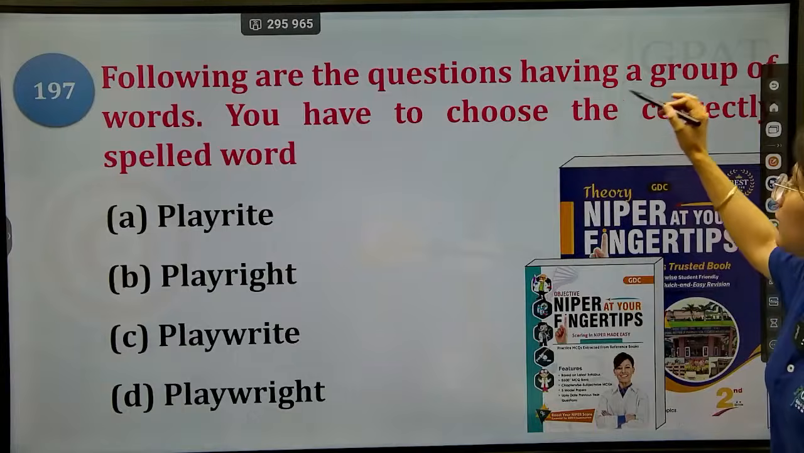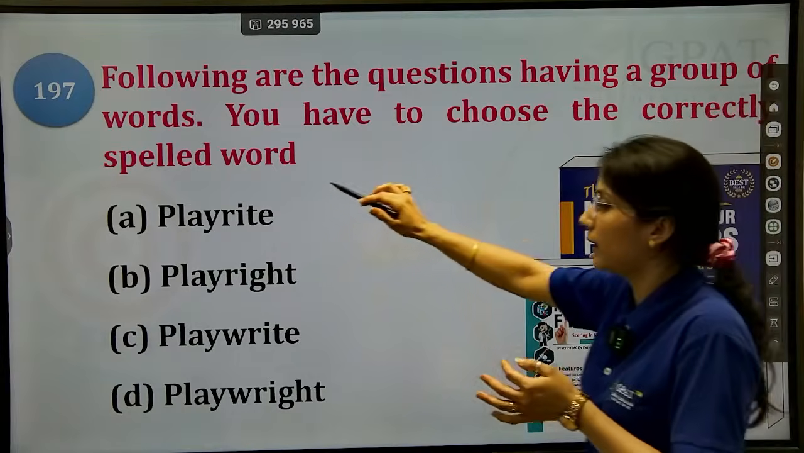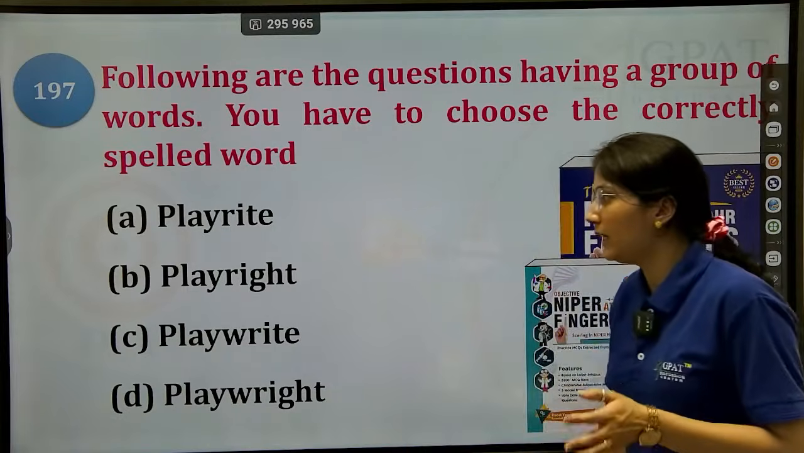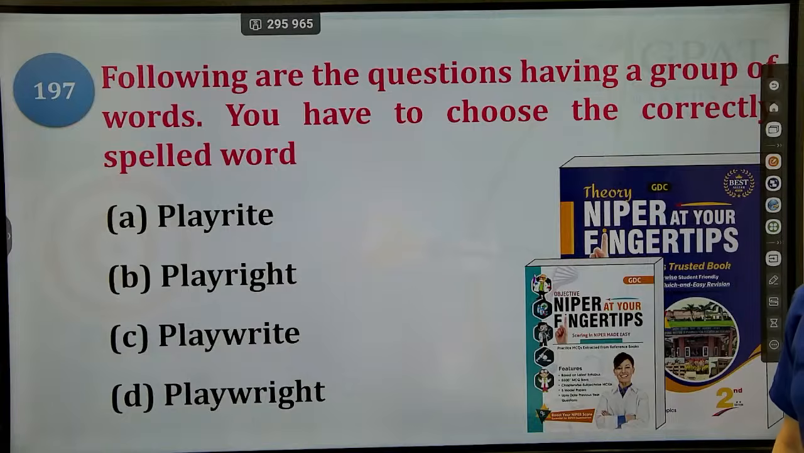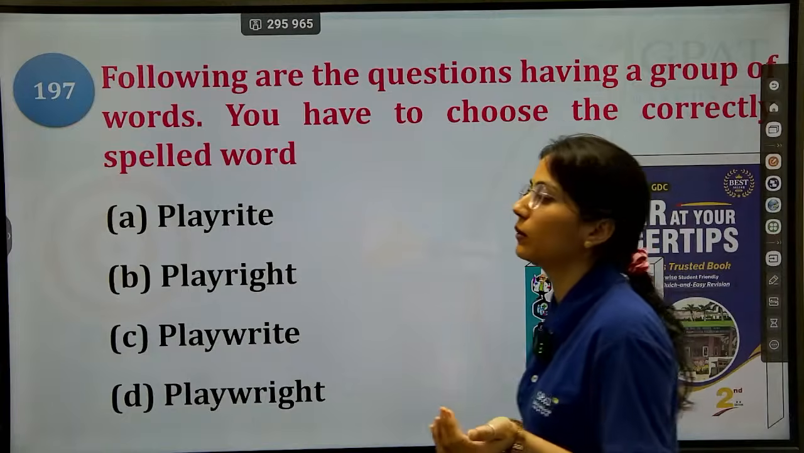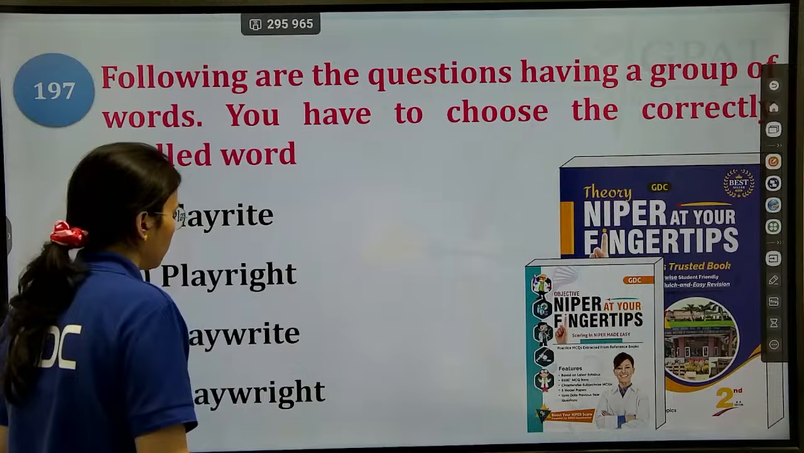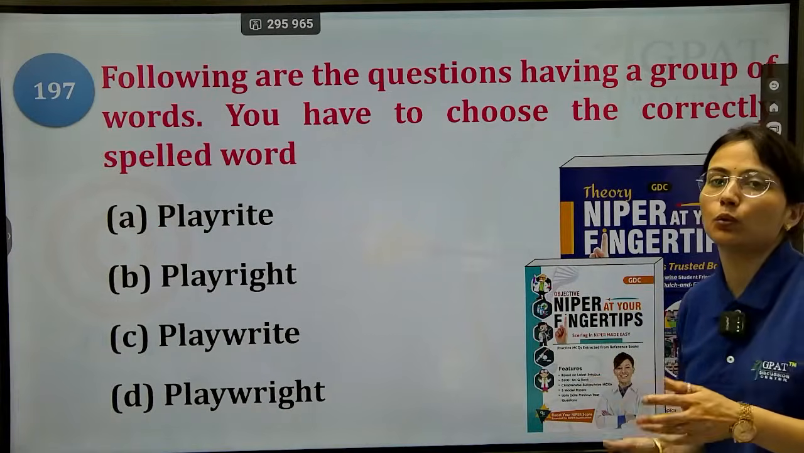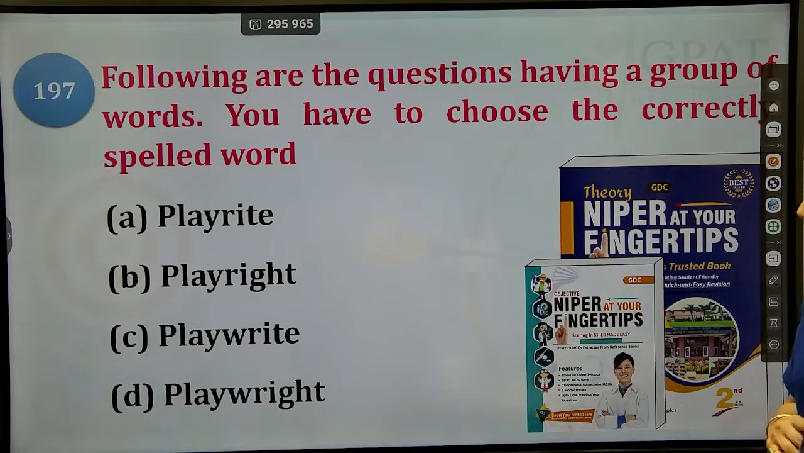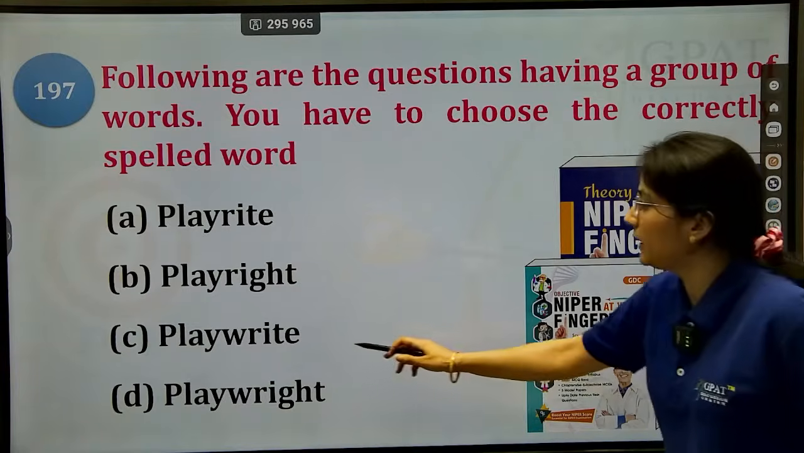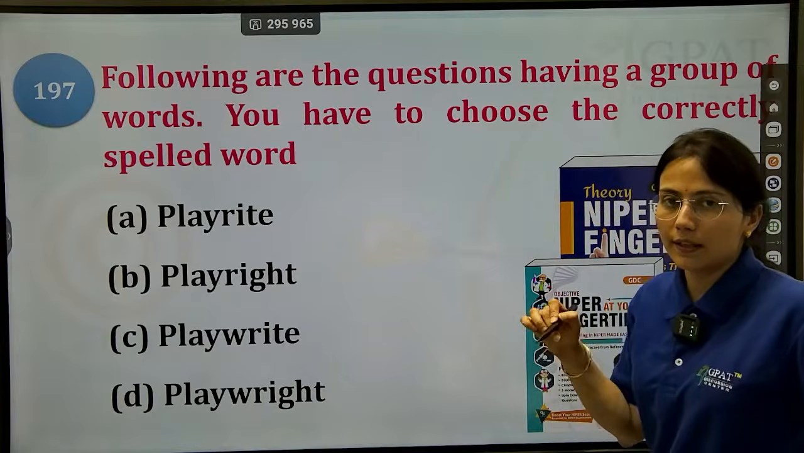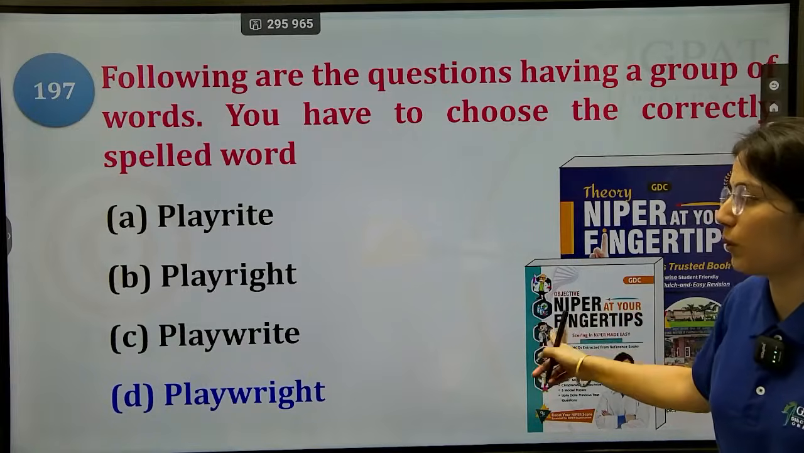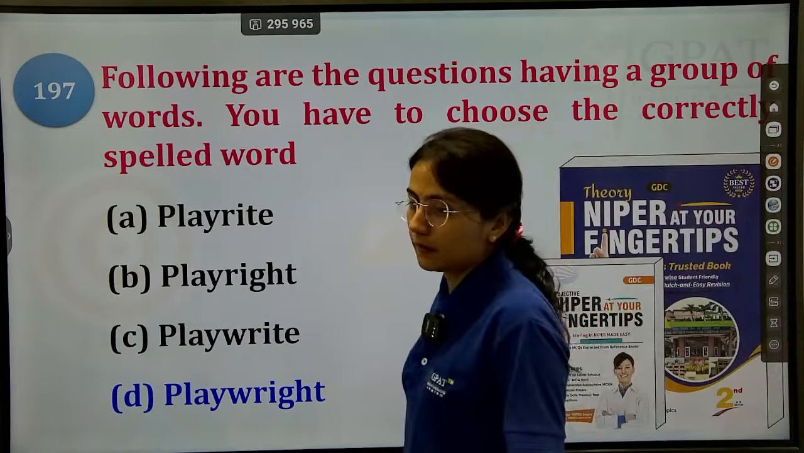Following are the questions having a group of words. You have to choose the correctly spelled word. Playwright. You have to choose the correct one from the given words. Playwright, a person who writes a play. So option number C is correct, that is playwright. W-R-I-T-E is like to write something. So playwright is the correct option number C.